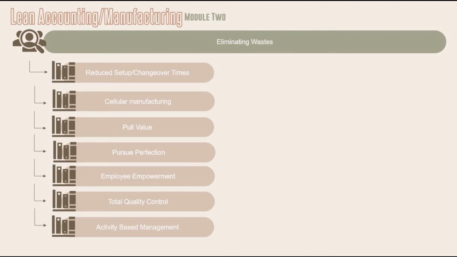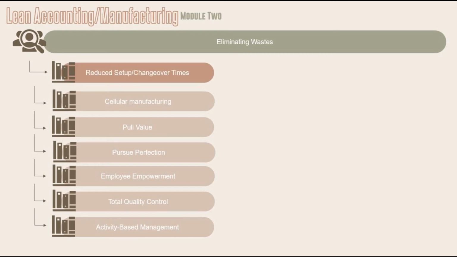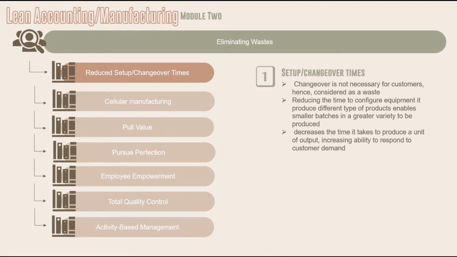Presented on the screen are the ways on how to eliminate waste in lean manufacturing or accounting. Let us proceed on to the first one, which is reducing setup or changeover times. Changeover is considered a waste because it is not necessary for customers.